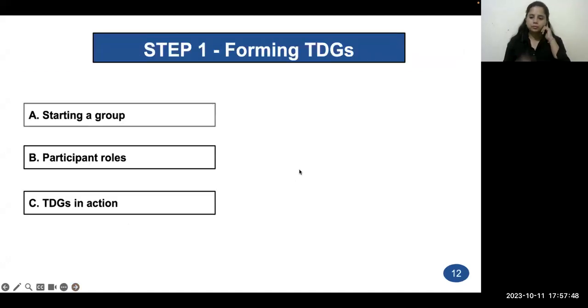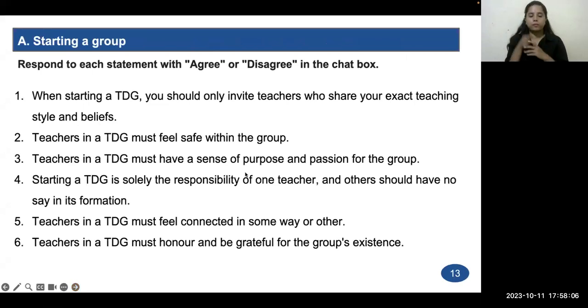Let's start with step one, that is, forming teacher development groups. While forming a teacher development group, we have to consider 3 factors. That is, starting a group, what the participant role will be, and how the teacher development group will function. Let's start with the first one, that is, starting a group.